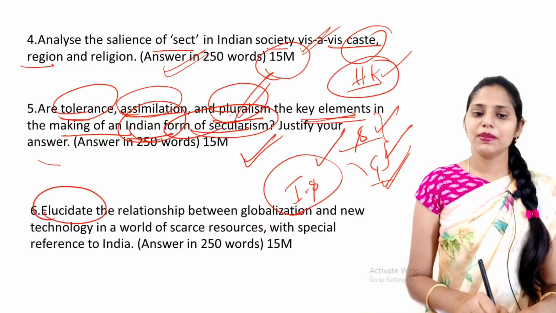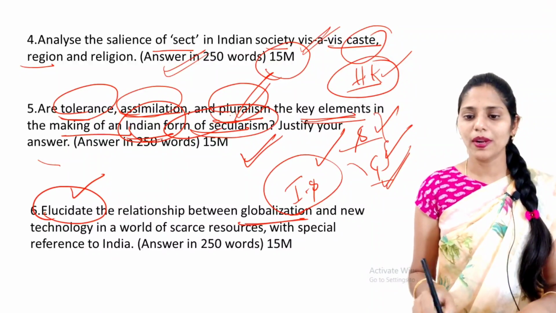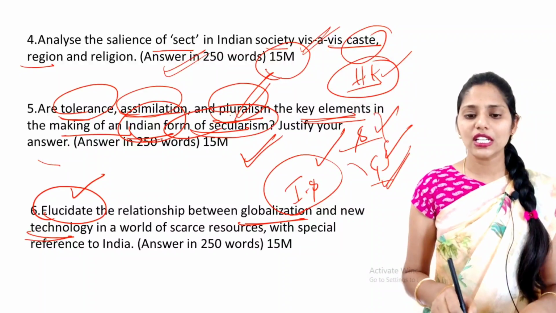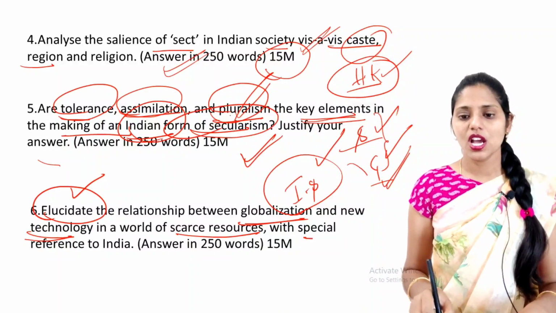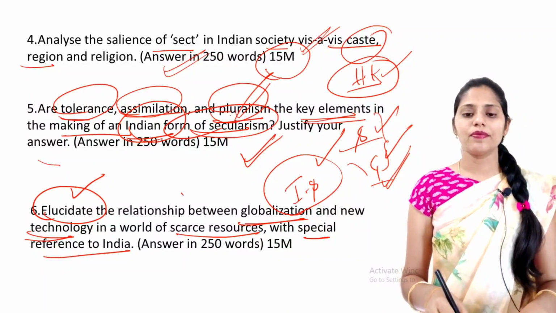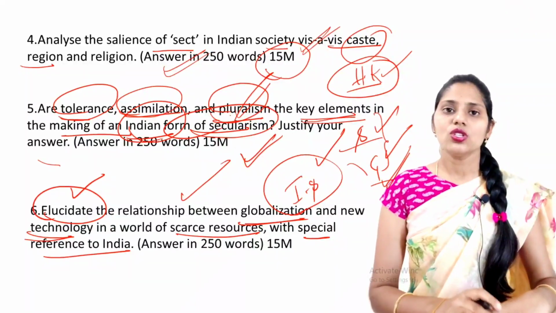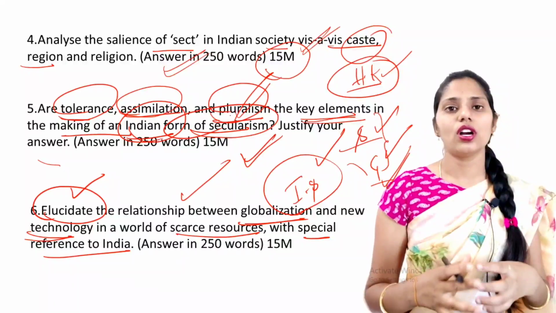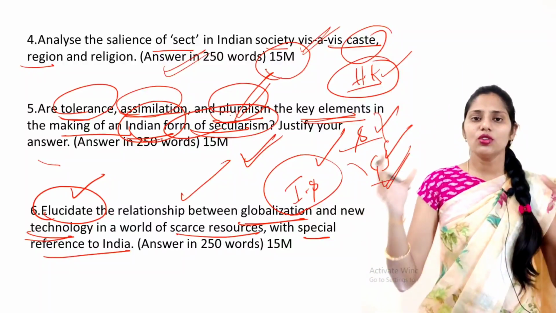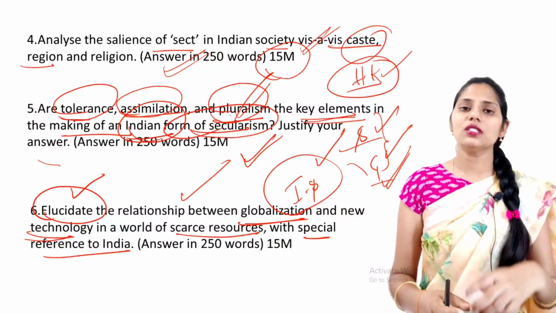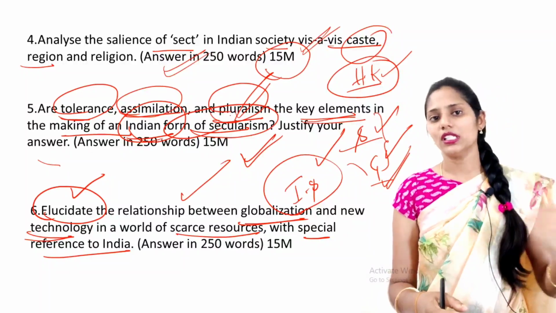And the next one is, elucidate, means expand, the relationship between globalization and new technology in a world of scarce resources with special reference to India. So actually, you know that I keep saying continuously in our Hindu analysis, each and every country is not self-sufficient, because we are having a scarcity of resources. Yes, because of that we will be depending upon other countries.